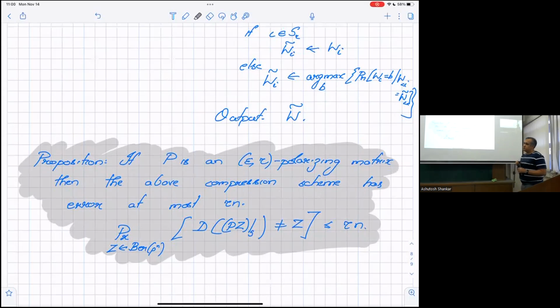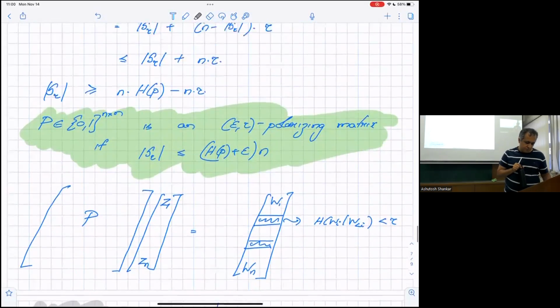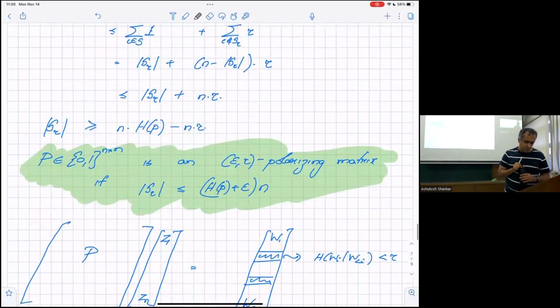Can we go back to the bound? The bound on S tau is lower bounded by H(p) n minus n tau. That's a lower bound; what I'm saying here is an upper bound, that it comes as close as this. So tau and epsilon are not related at all. Can we make epsilon less than tau by 2? Yes, you can, but that's only a lower bound. That's showing you cannot make S tau smaller than H(p) n minus n tau, while this is about making it H(p) plus something. These are two separate things.